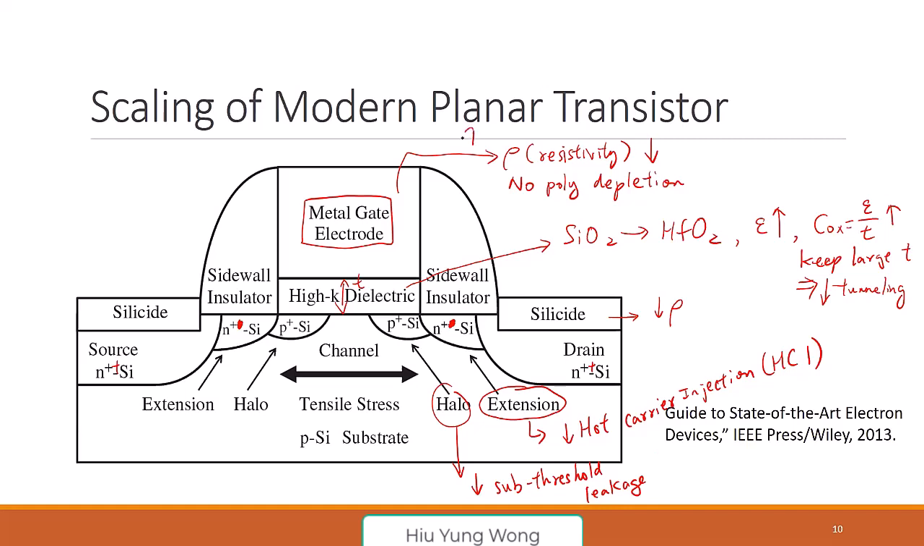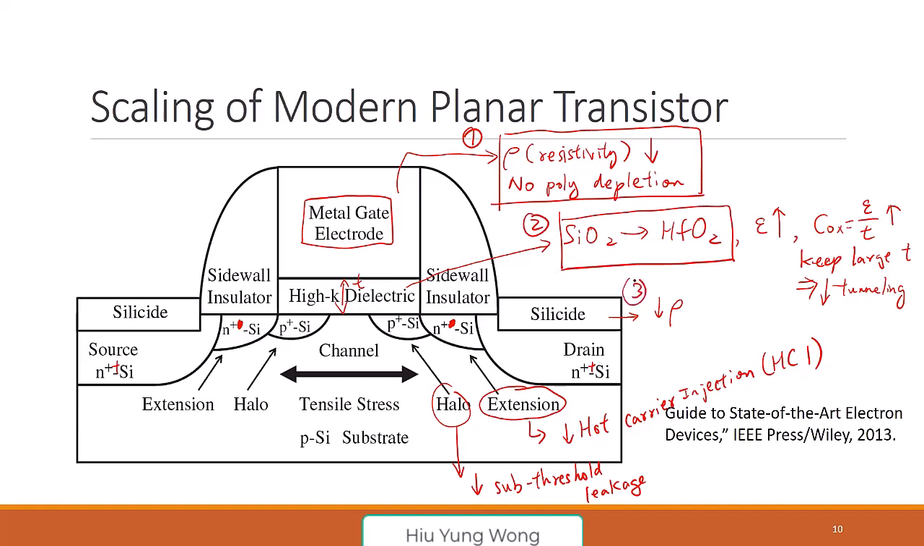Let's do a better organization. First is the metal, to reduce the resistivity. Second, we use high K to increase the capacitance and avoid leakage, right? Third, we add silicide, again, to reduce resistivity. Fourth, extension to reduce hot carrier injection. And fifth, halo to reduce subthreshold leakage, right? So you see, we make it smaller and smaller. All we are trying to do is to make the transistor better by reducing leakage and increasing the performance.